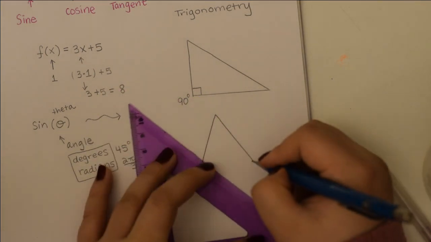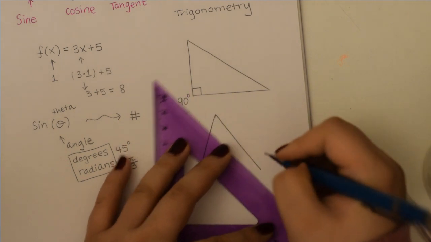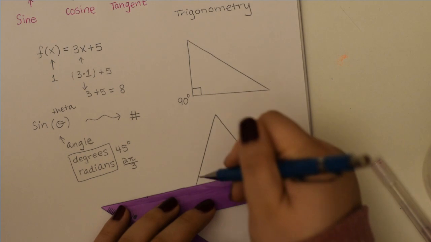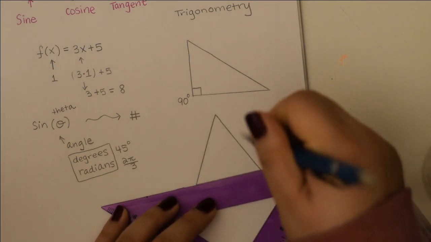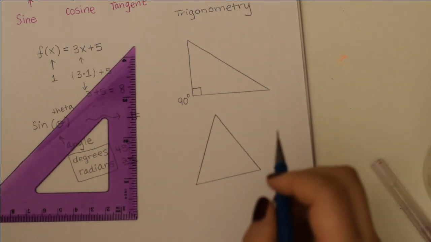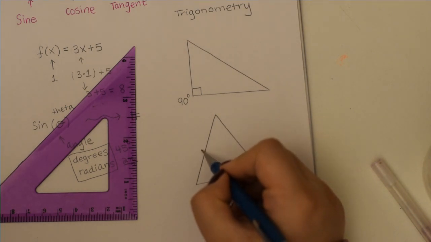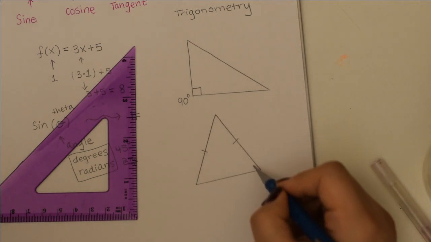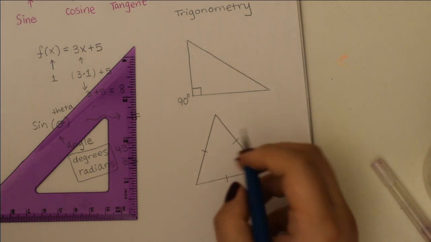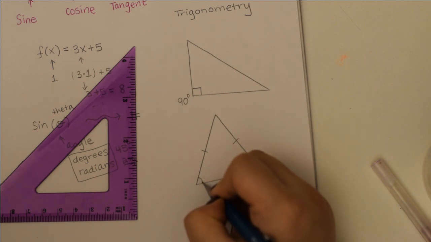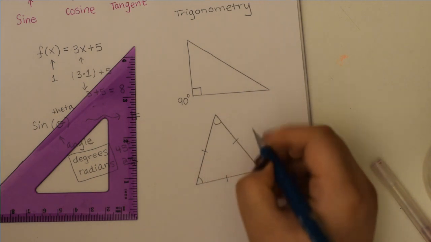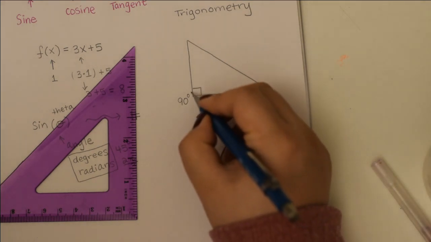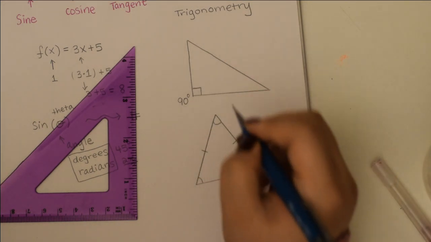Okay, so like this is not a right triangle, because notice it is a triangle. It has 3 sides, 1, 2, and 3. But 1, 2, and 3 angles, right? But none of them are perpendicular, none of them are right.